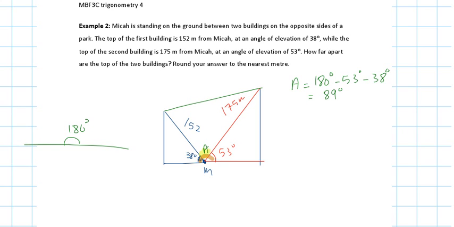What law do I use? Cosine law. Because I have two sides and the contained angle between them. Okay? So I can use the cosine law. I'm looking for side A. So let's call this B, let's call this C. So this is side B, and this is side C. I'm looking for side A. So I'm going to use the formula a squared equals b squared plus c squared minus 2bc cosine angle A. I know side B is 175. I know side C is 152.